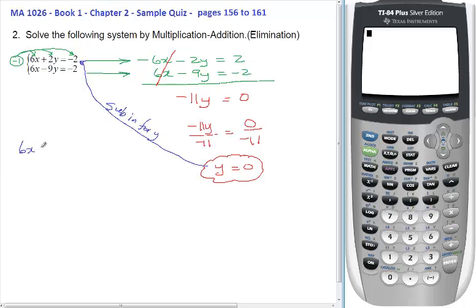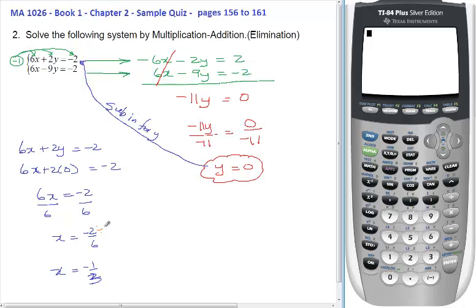So I got 6x plus 2y equals negative 2. 6x plus 2 times the y, which is 0, equals negative 2. So 6x equals negative 2. Now divide each side by 6, giving us negative 2 over 6, which reduces to negative 1/3. Okay, both are divisible by 2. Oops, 1/3. Both are divisible by 2. See that? 2 divided by 2 gives you 1, and 6 divided by 2 gives you 3. So therefore, bringing both of these together, I'm saying my solution is negative 1/3 for x, comma 0 for y.